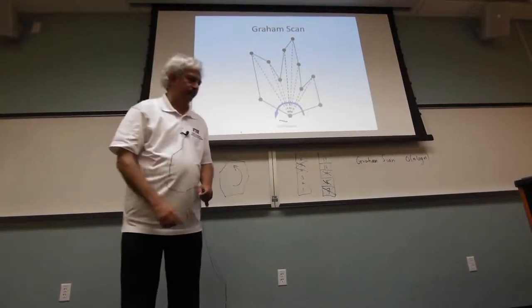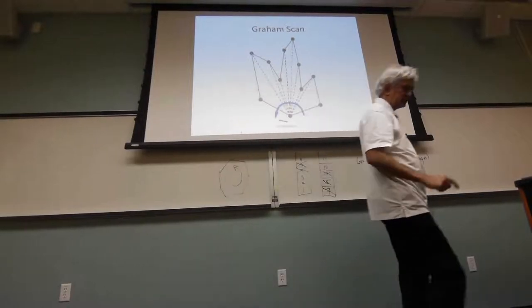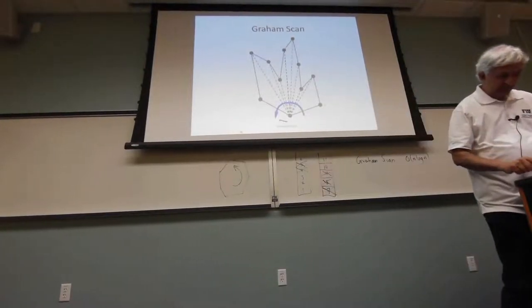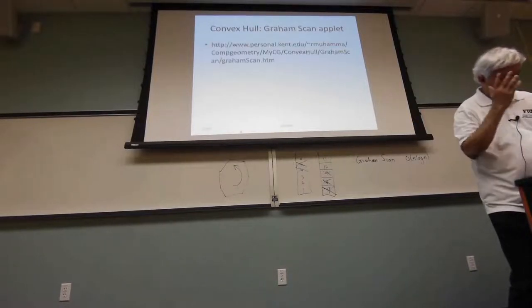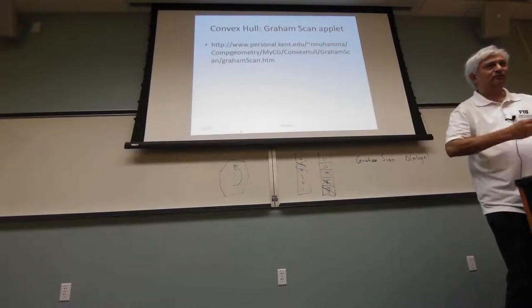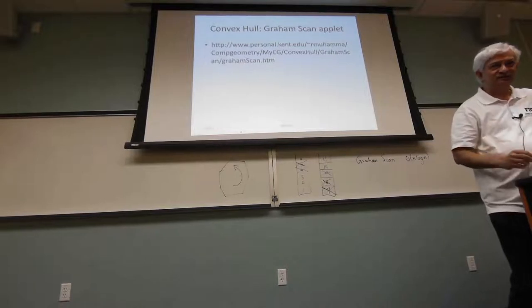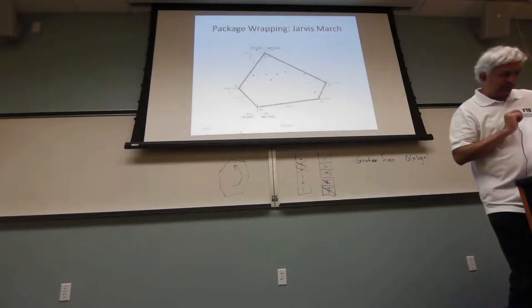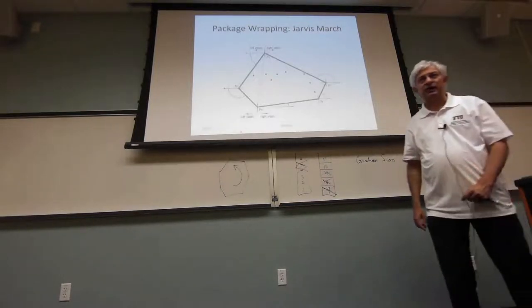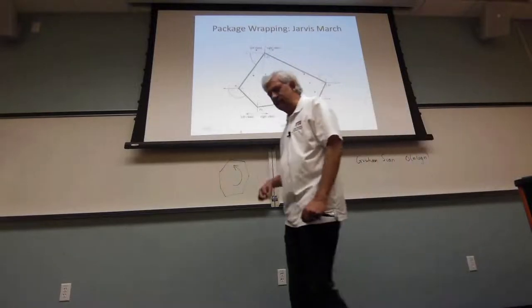That brings us to the next algorithm. Oh, by the way, there's a nice app. You're welcome to go play with it and build convex hulls for yourself. So the main cost, of course, is sorting. And this brings us to the last one, well, it's not the last one, there's one more.